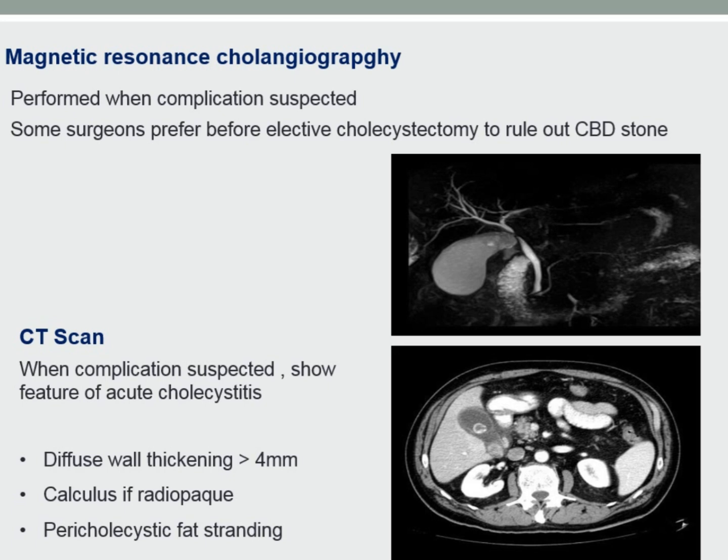CT scan is also performed when complications are suspected, and shows signs of acute cholecystitis when the gallbladder wall is more than 4 mm, calculus is radiopaque, and there is pericholecystic fat stranding. Okay. You can see the pericholecystic fat stranding and the edema of the wall of the gallbladder. Okay?